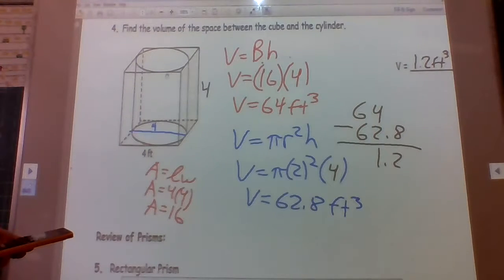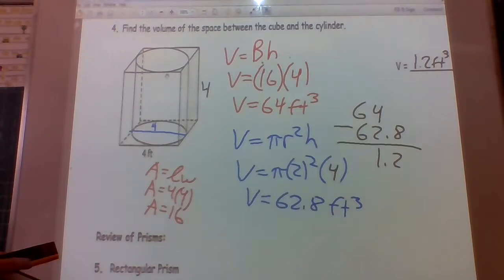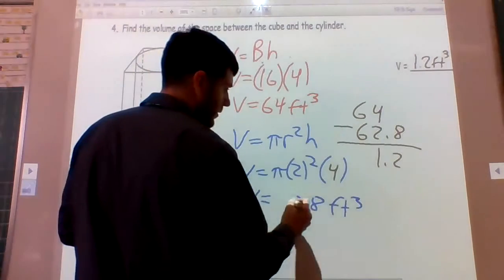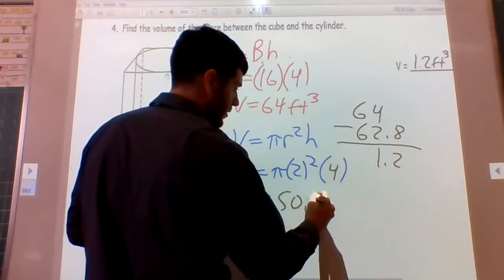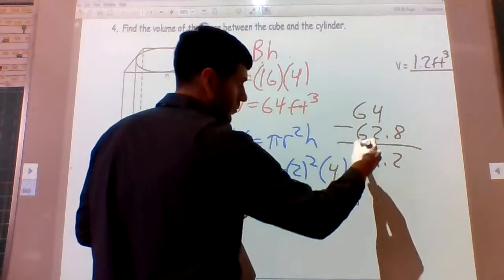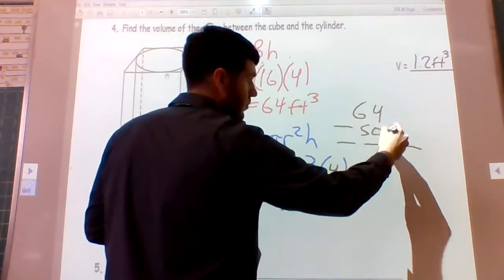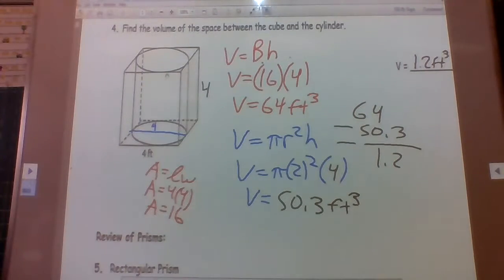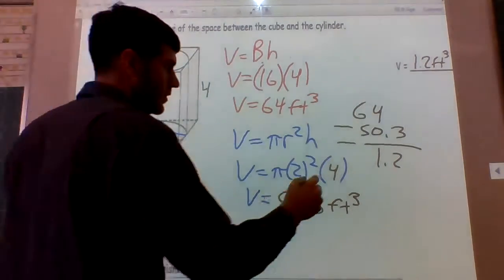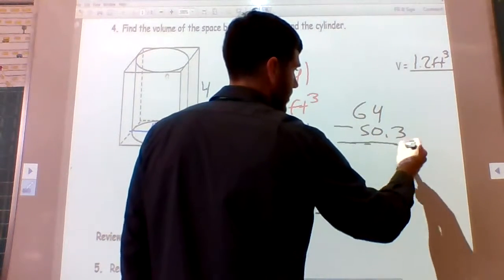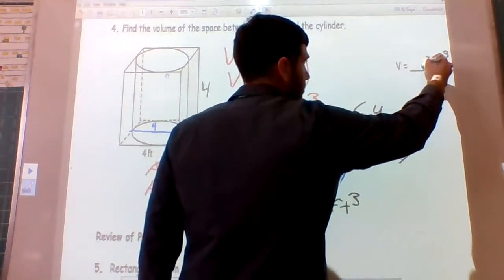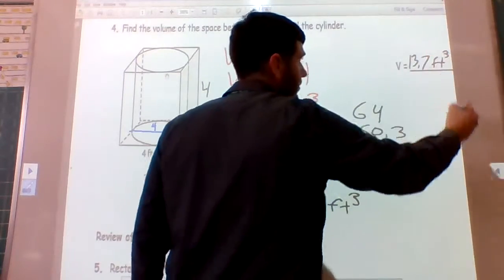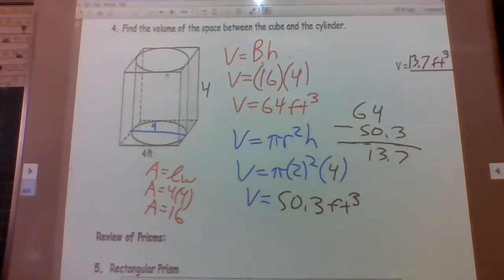So it should be 16 pi, which is 50.3, right? You've done that enough times, you know it by heart. 50.3 feet cubed. So 64 minus our answer there is going to give us 13.7 feet cubed. That looks like a much better answer.